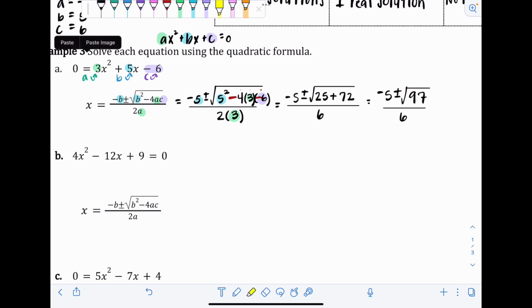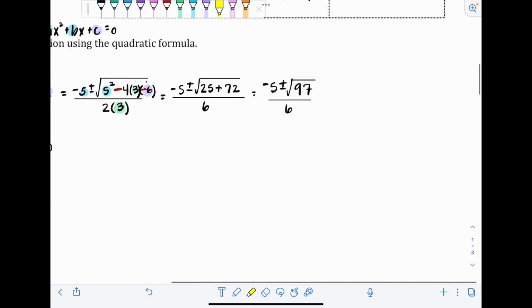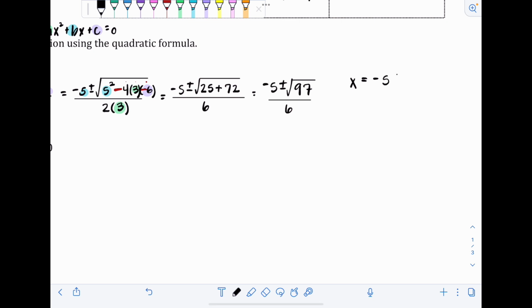And then if you have a radical that you can simplify, you want to. We don't in this case. 97 doesn't have any perfect square factors. So sometimes it is perfectly fine just to leave this as your final answer. So the way that we would write that is x is equal to negative 5 plus or minus the square root of 97 over 6.